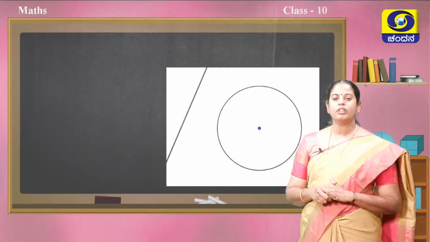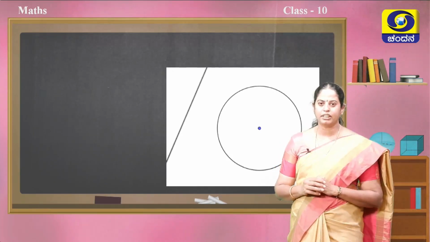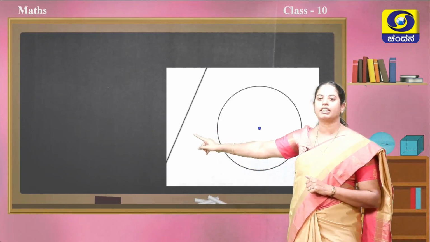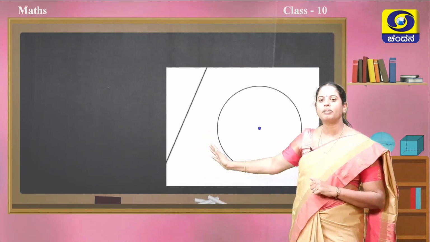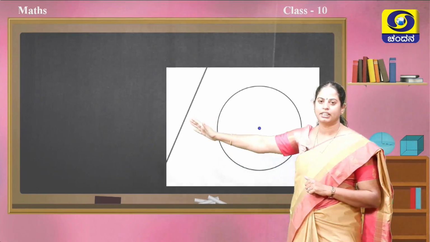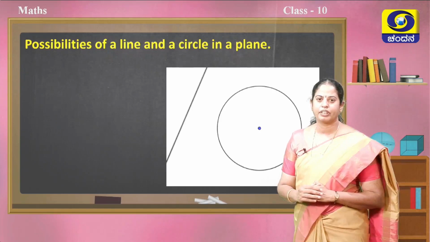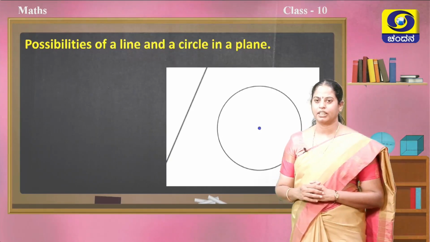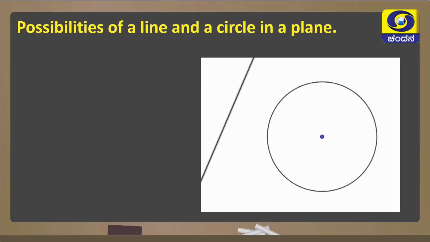Okay. Now think, I am giving you one activity. There is a circle on a plane and there is a line in the same plane. What are the possibilities related to the circle and the line? Think. What are the possibilities of a line and a circle in a plane? Watch this video, children.